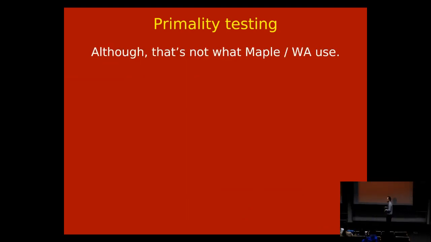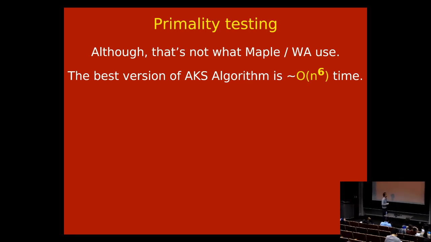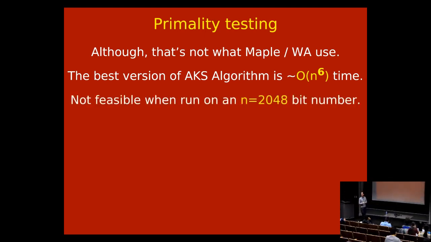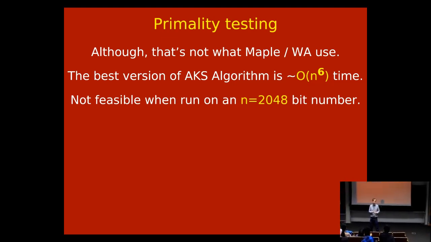Although they don't use that algorithm when you type it into Maple, like, is this number prime? They don't run that algorithm, because it's too slow. The best known version of this primality testing algorithm invented by these three people is something like a sixth power time in the number of digits. So if you run it on a number that's like 2,000 bits long, I don't know what 1,000 to the power of 6 is, but it's a very large number. So it's polynomial time, but it's not actually in practice really feasible unless you have very small numbers.